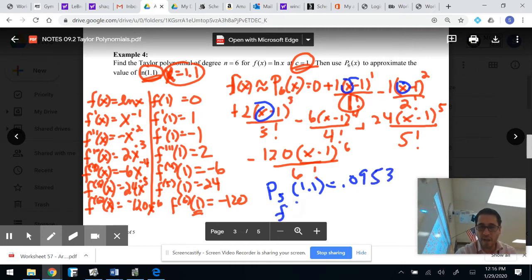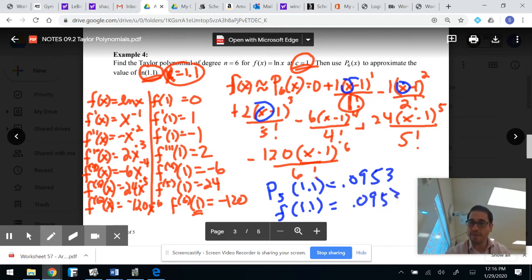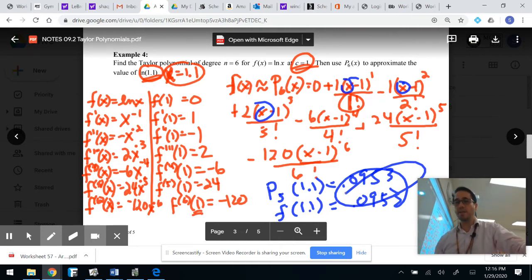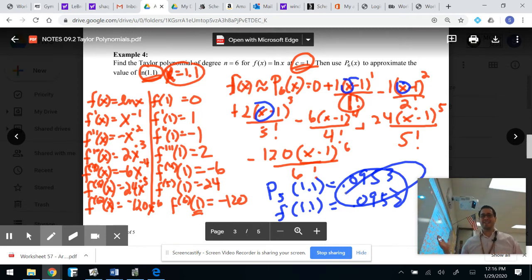Now let's do f of 1.1. If I plug the natural log of 1.1 into my calculator, I get 0.095. It's the same thing. What a great approximation. We started the year with tangent lines, the first degree Taylor polynomial, and that didn't really help unless I was ridiculously close. The cool thing about the Taylor polynomial, or Maclaurin if it's centered at 0, is that it gives me a really good approximation. Way back in the day, it was too difficult to deal with natural logs, sines and stuff like that, so they used polynomials to approximate those functions, which made it much easier. Let's roll.